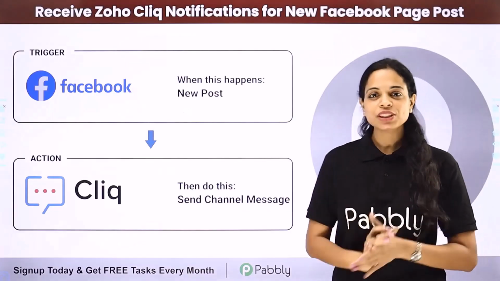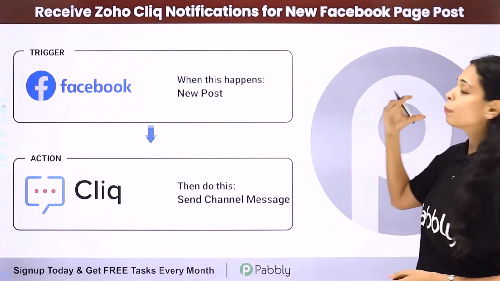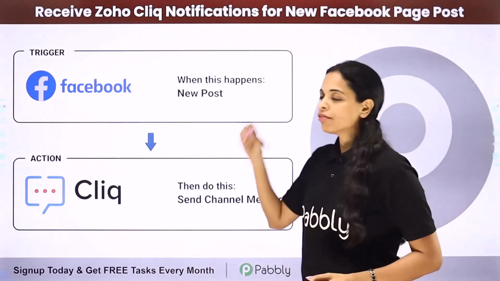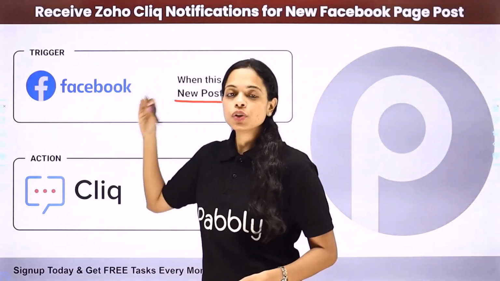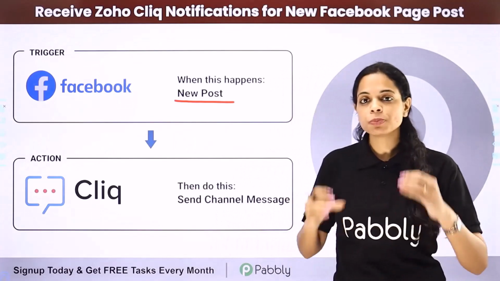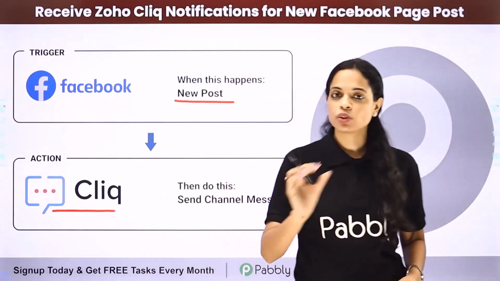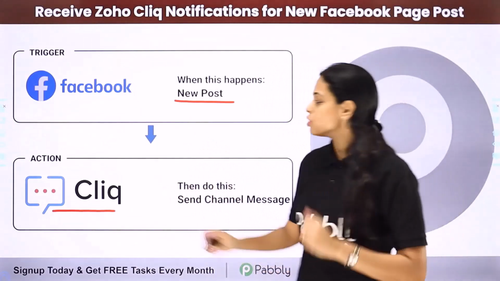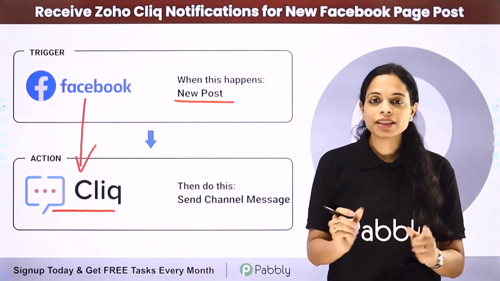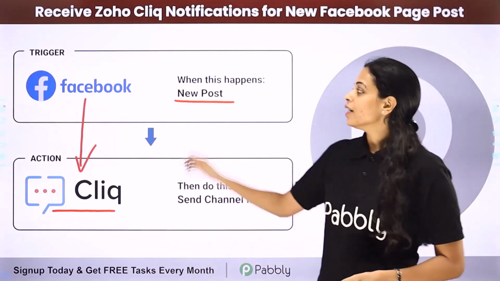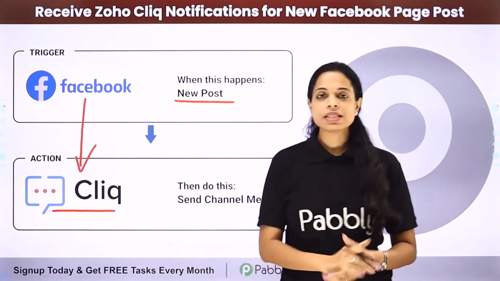In this video, we are going to see how to receive Zoho Cliq notifications for new Facebook page posts. So let's say that every time you have posted any particular post on your Facebook page, you want a message to be sent automatically to your team on Zoho Cliq, which is a team communication software. How can you do this? For this, you will have to set up some integration between Facebook and Zoho Cliq. And the same thing can be done using Pabbly Connect software. Here your trigger application would be Facebook Pages and your action application would be Zoho Cliq.